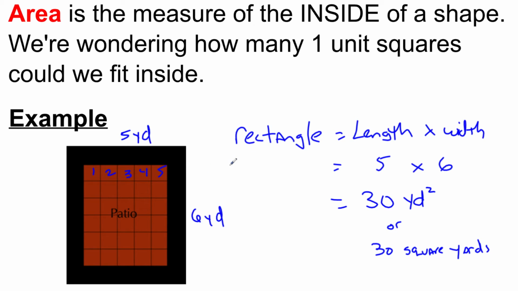Okay, so that's what they mean when they say 30 square yards. But for our case, if they say what is the area of this patio, like if we were laying cement or something like that on this patio, we would say we would need 30 square yards of cement. Okay, so let's take a look at an example of that.